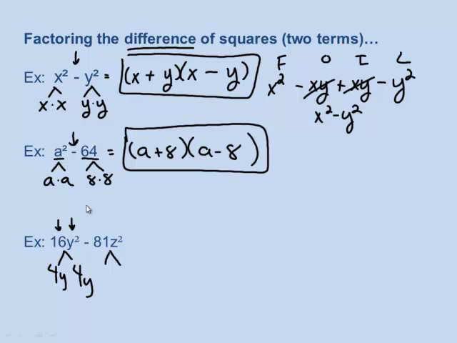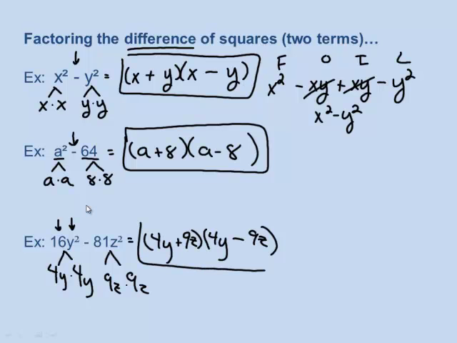And therefore, 16y squared is 4y times 4y. Do the same thing on our second term. 81 is 9 times 9. Z squared is z times z. Therefore, 9z times 9z is 81z squared. And if we factor that, we now have 4y in our first group. We've got 9z in our second group. One is addition and one is subtraction.